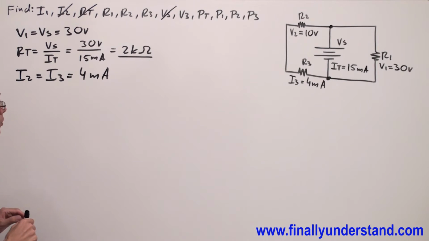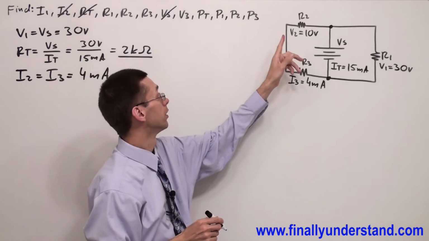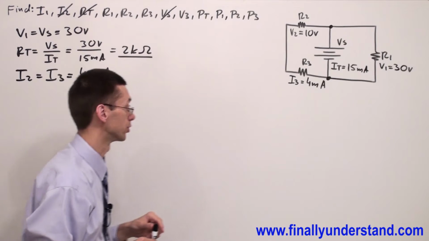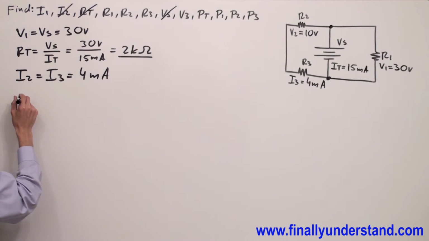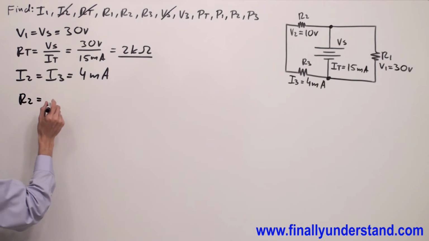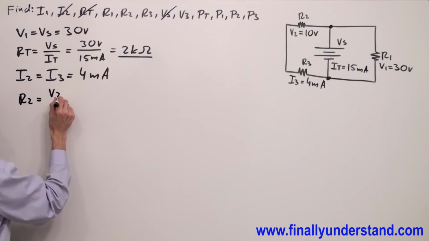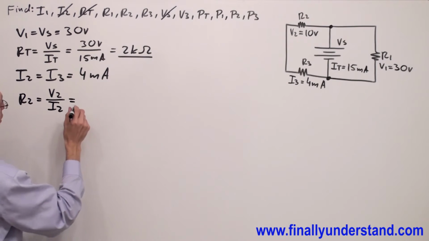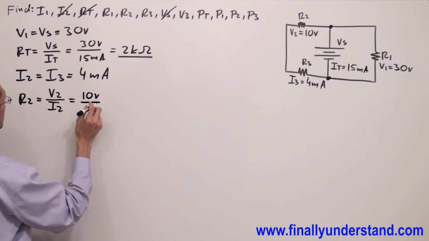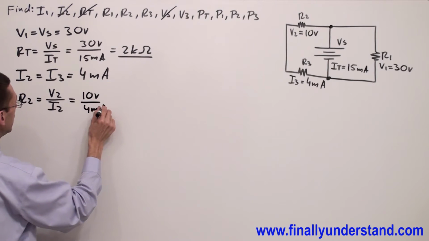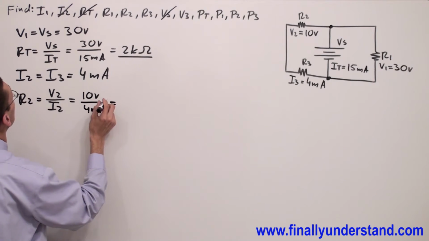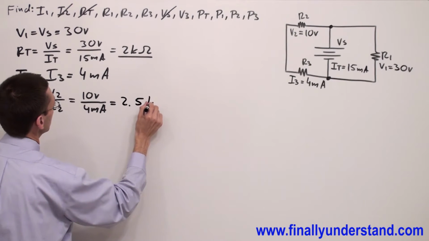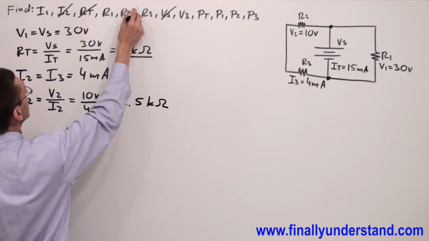Now, because I have the current which goes through resistor R2, I can find the resistance of that resistor. So I'm supposed to use Ohm's law. R2 is equal to V2 over I2. V2 is 10 volts over 4 milliamps. So R2 is equal to 2.5 kiloohms. So we found R2.